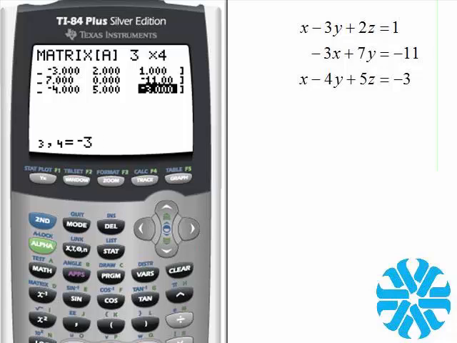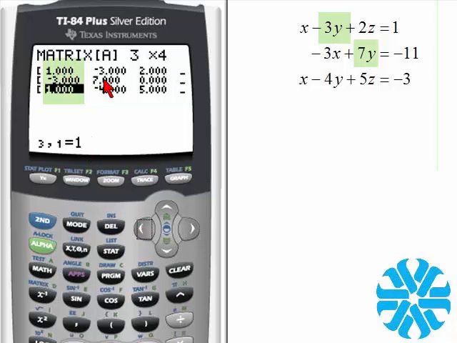Okay, so let's check these values real quick. 1, minus 11, minus 3. We have 2 for the z, then we have 0 for the z, and then we have 5 for the z. That's good. We have minus 3 for the y. We have 7 for the y. Make sure that's a positive 7, yes. And then we have minus 4 for the y. We have 1 for the x, negative 3 for the x, and 1 for the x. So everything looks good. So we're ready to do our computation.